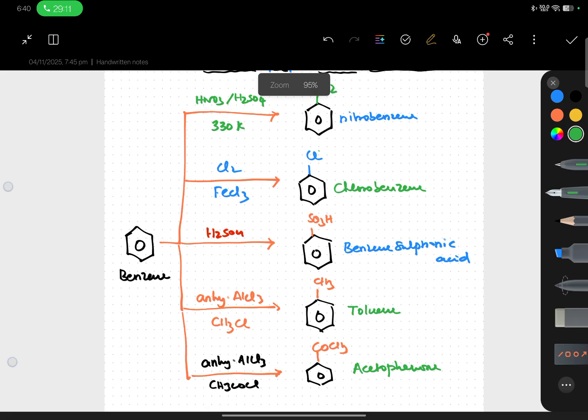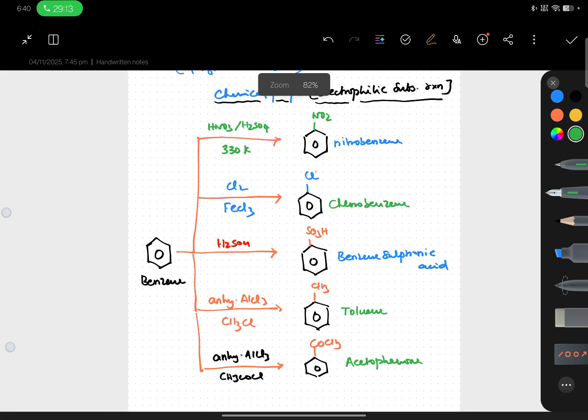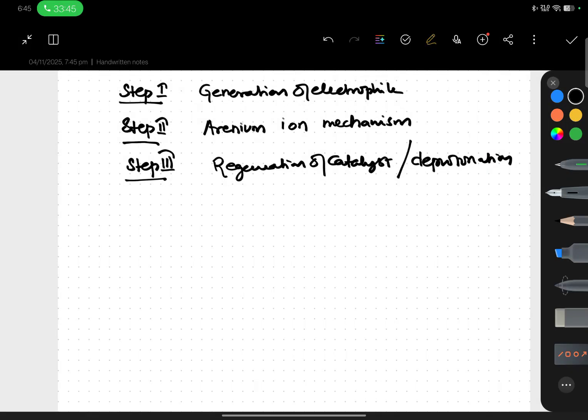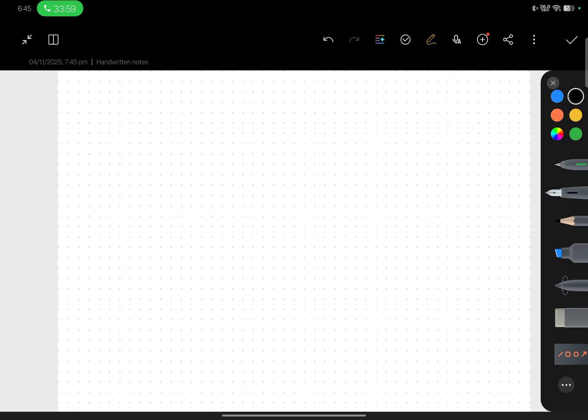Write down, all these reactions are electrophilic substitution reactions. We are going to see the mechanism now. Okay. So is that clear, ma? Step 1, generation of electrophile. Step 2, arenium ion mechanism. Step 3, regeneration of catalyst or deprotonation. So let me go to the first reaction. What is the first reaction that we wrote?